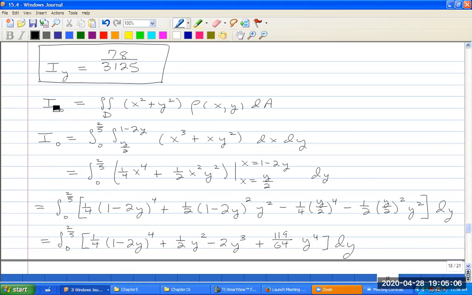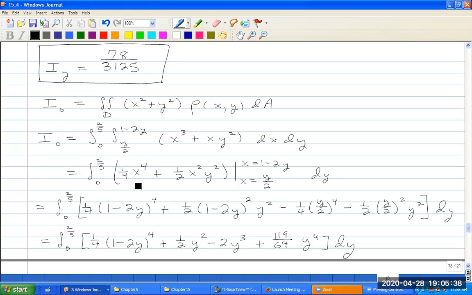the moment of inertia about the origin is just the integral over D of x squared plus y squared times rho, the density. Again, rho is just x, so let's multiply x inside the parentheses. So that's x cubed plus xy squared. And I'm integrating over that triangular region, the same triangular region. Integral from 0 to 2/5, integral from y over 2 to 1 minus 2y.